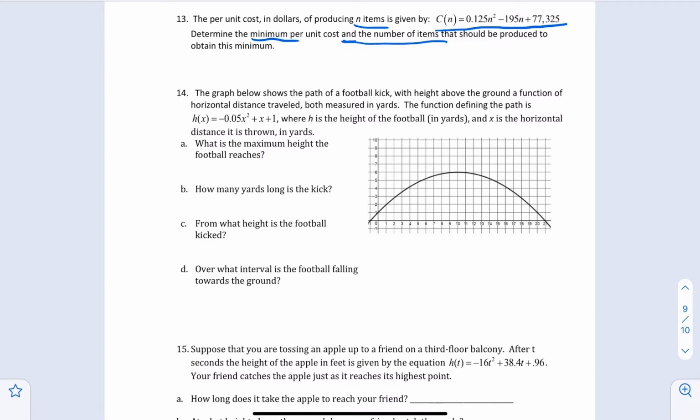So I just need to find the vertex. I'm going to graph it, and I'm going to find the vertex. We're going to make sure we get the right x value and the right y value. Because again, the cost is the y value. The number of items is the x value.